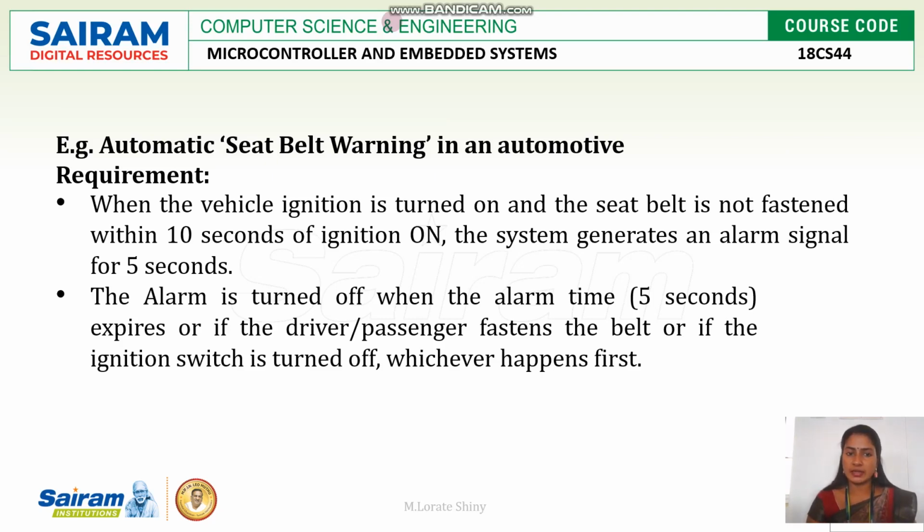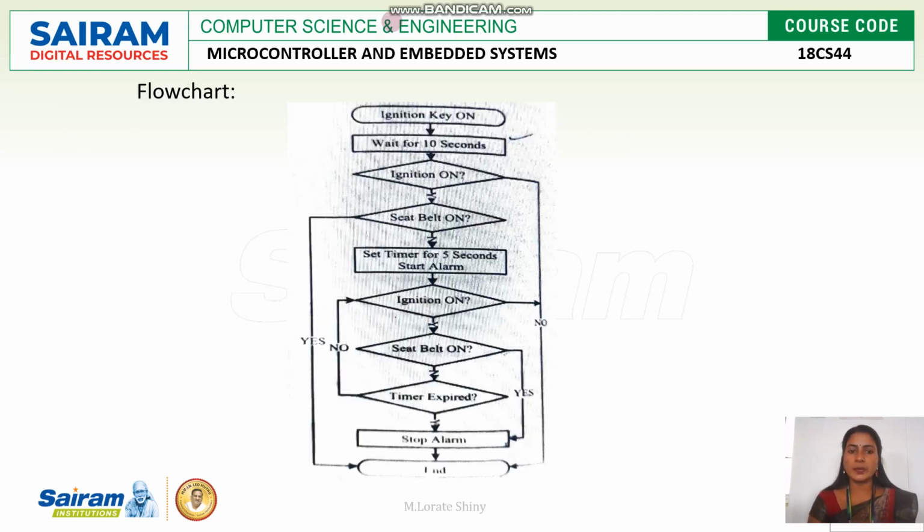Again, the same example is taken, the seatbelt warning system. We know the requirement already. So here it is shown by flowchart. What will happen first? Initially, the ignition key is turned on. The system will wait for 10 seconds. It will wait and check whether the passenger or driver fastens the seat belt. Within that 10 seconds, it will check whether the ignition is still on. There can be two answers, yes or no. If it is yes, it will check whether the seat belt is on. If it is no, then the process will be stopped.